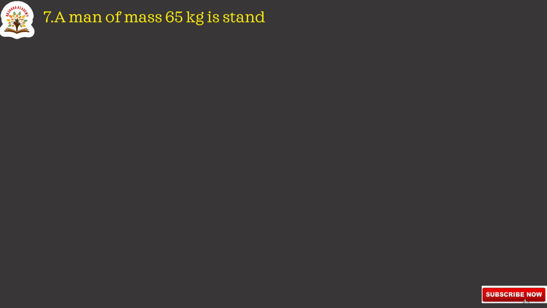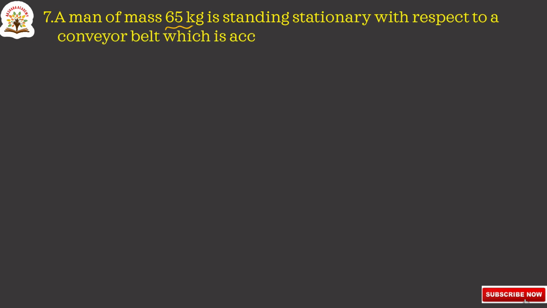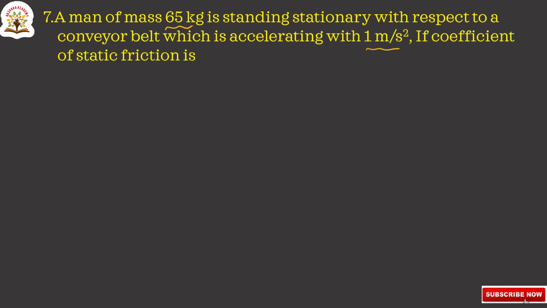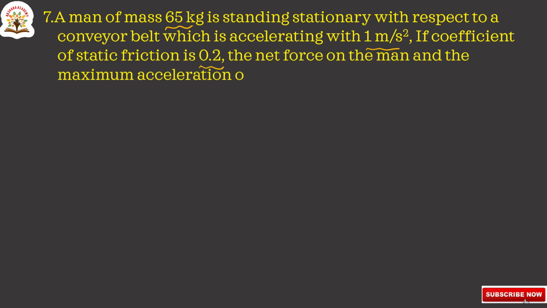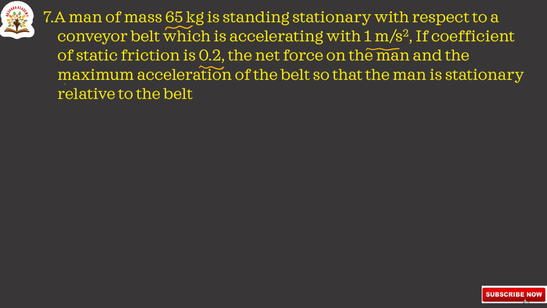A man of mass 65 kg is standing stationary with respect to a conveyor belt which is accelerating with 1 meter per second square. If the coefficient of static friction is 0.2, then the net force on the man and the maximum acceleration of the belt so that the man is stationary relative to the belt is. Here we have to calculate the net force on the man and the maximum acceleration. They given g as 10 meter per second square. So now let us go to the solution.